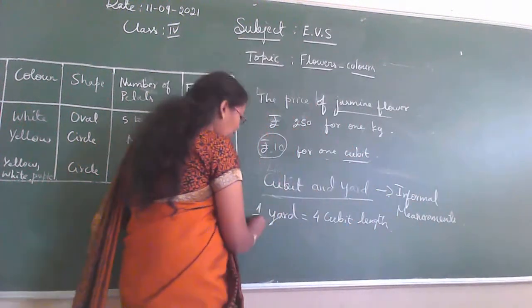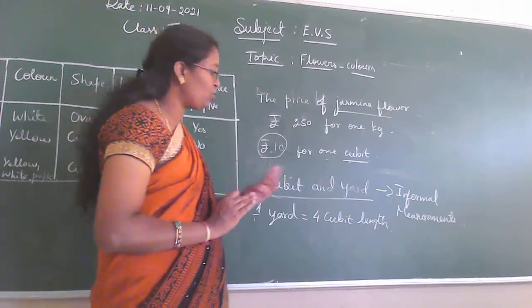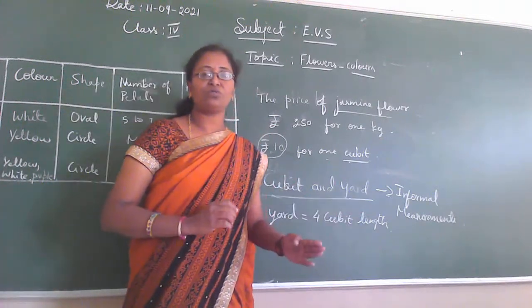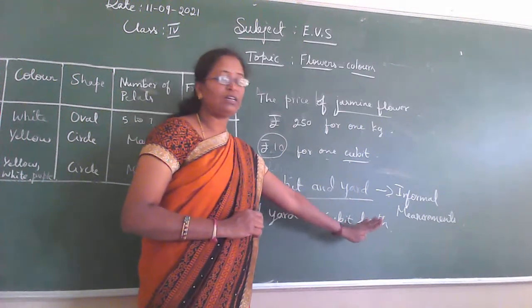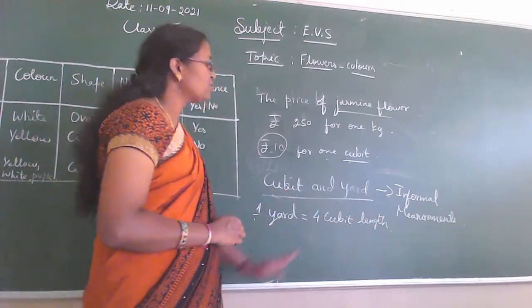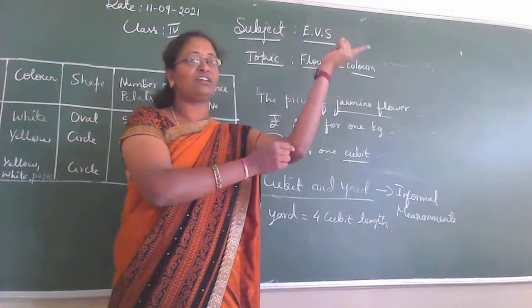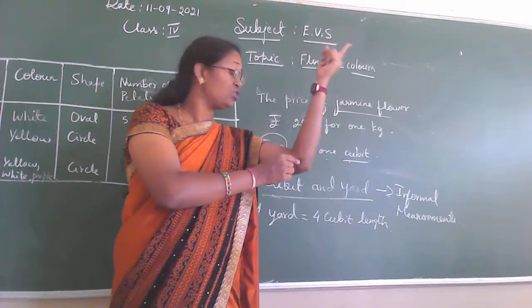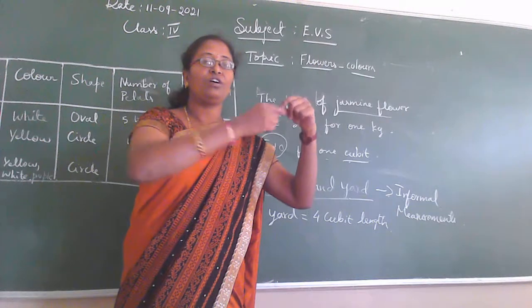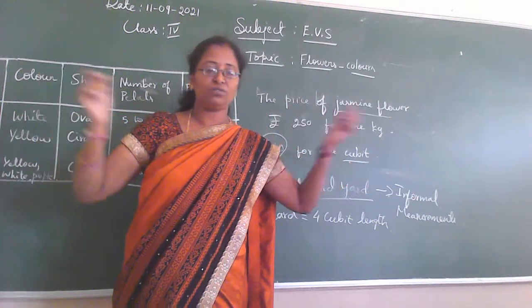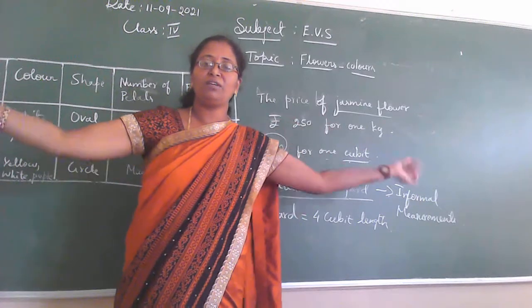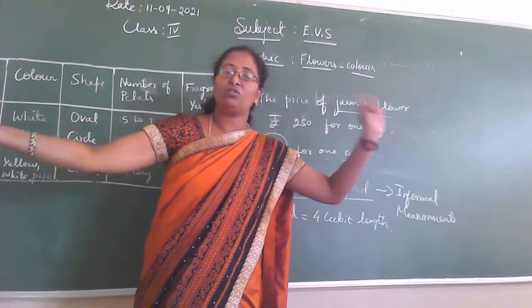So 1 yard is equal to 4 cubit length. ಒಂದು yard ಎಷ್ಟಿಗೆ ಸಮ ಇರುತ್ತೆ? 4 cubit length ಗೆ equal ಆಗಿರುತ್ತೆ. So flower ಅನ್ನು ಇಲ್ಲಿ ಇಟ್ಕೊಂಡು ನೋಡ್ತಾರಲ್ಲ, that is called one cubit. ಈ ತರ ಮೆಷರ್ ಮಾಡಿದ್ರೆ that is 1 yard. So if the flower sellers measure like this, that is equal to 1 yard.